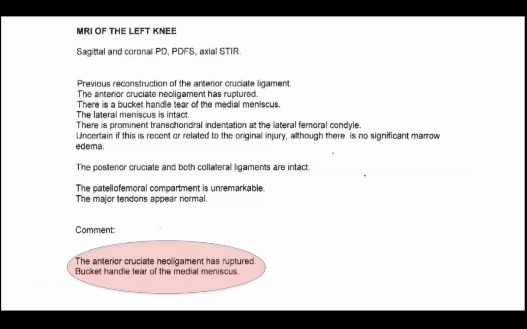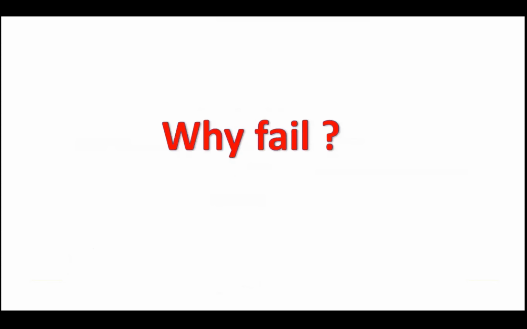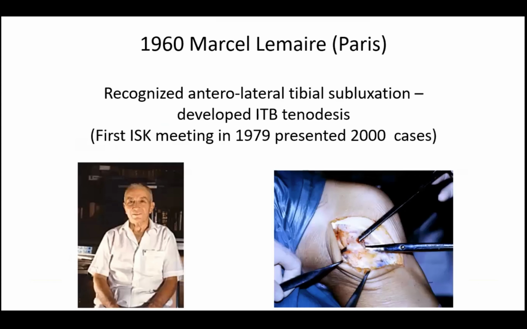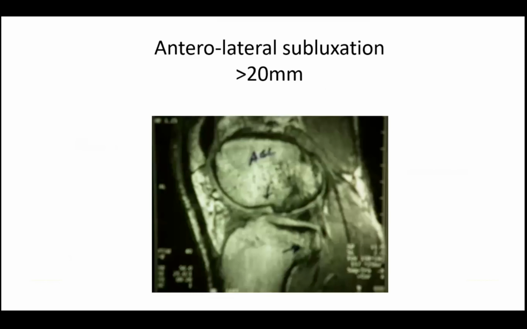So basically, the ACL is torn and there is deep chondral damage with bone bruise on the lateral side. So why did it fail? This is part of the lecture, given with the courtesy of John Bartlett, my guru, my sifu of the knee. All right, the French are talking about ALL or lateral tibial band tenodesis. Since 1960, Lemaire has been talking about it. They presented 2,000 cases in 1979 at the first International Society of Knee meeting.